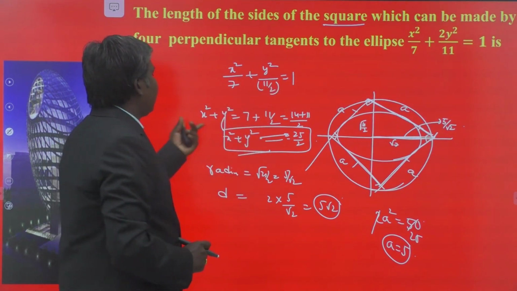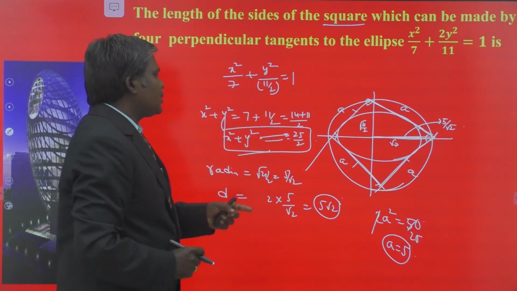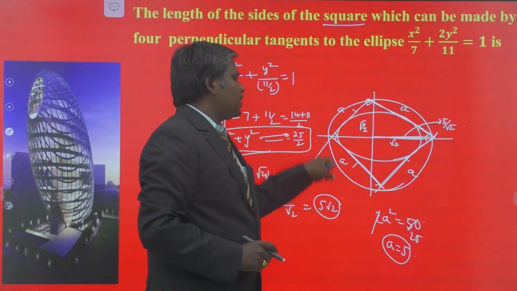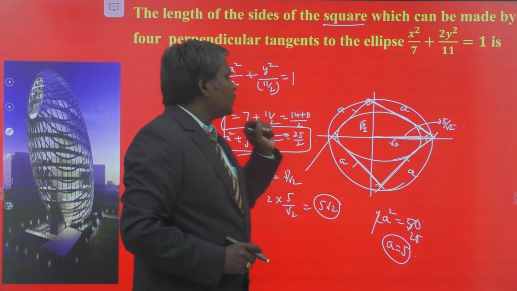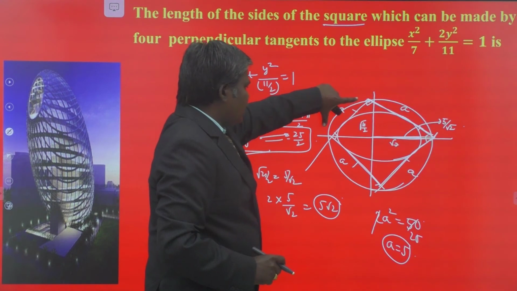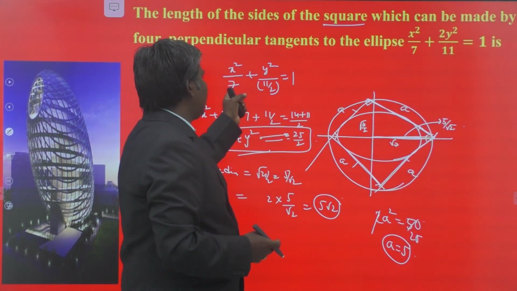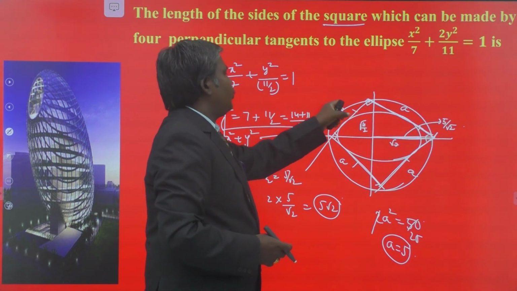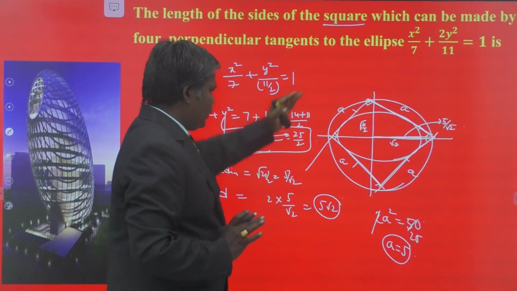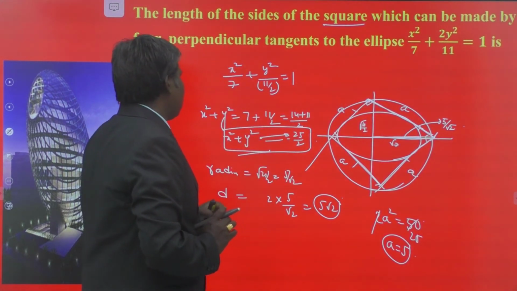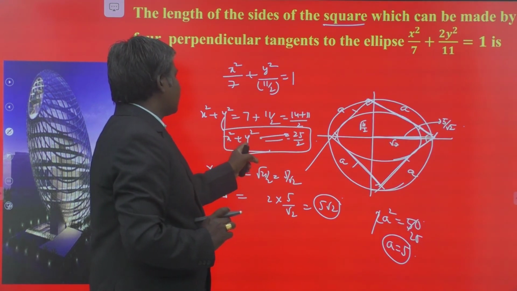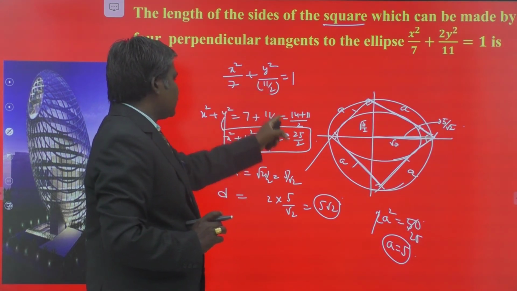Here we are using the director circle concept. The locus of the point of intersection of perpendicular tangents is what? Director circle. This is side length A or lambda, whatever it may be. If you are confused because A square is 7, you may take this one as lambda. So here my side length I am taking as A. Director circle equation is what? X square plus y square is equal to 7 plus 11 by 2.